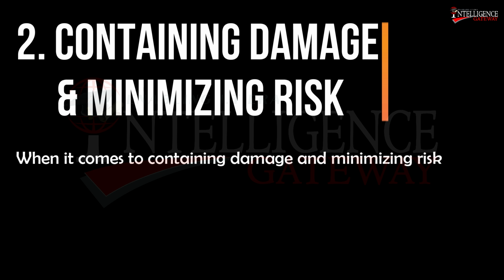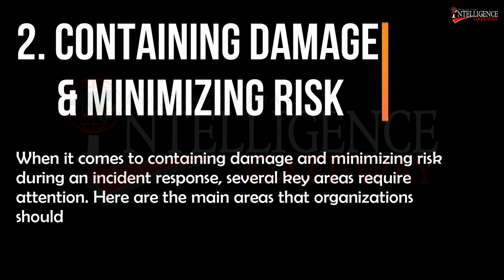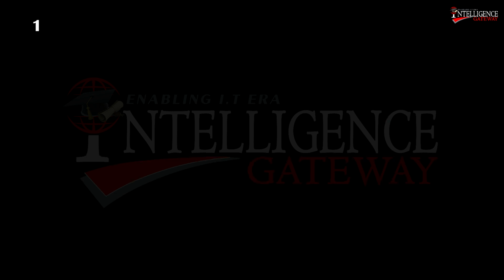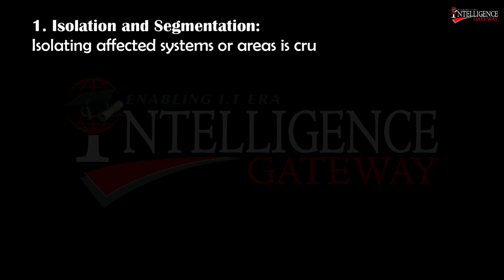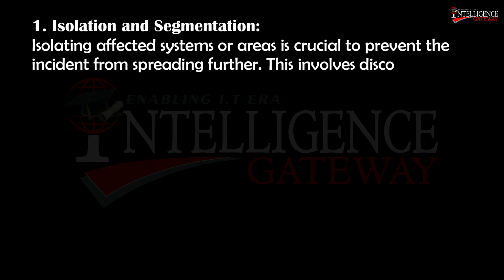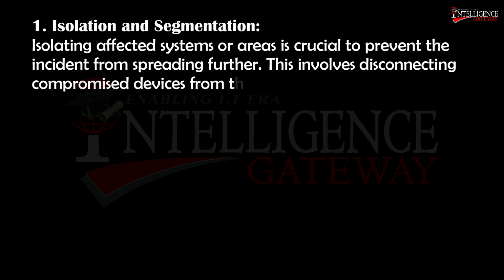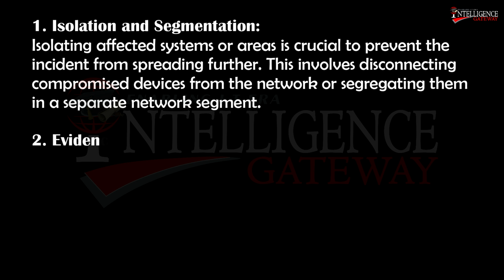When it comes to containing damage and minimizing risk during an incident response, several key areas require attention. Here are the main areas that organizations should focus on during this stage. 1. Isolation and segmentation. Isolating affected systems or areas is crucial to prevent the incident from spreading further. This involves disconnecting compromised devices from the network or segregating them in a separate network segment.